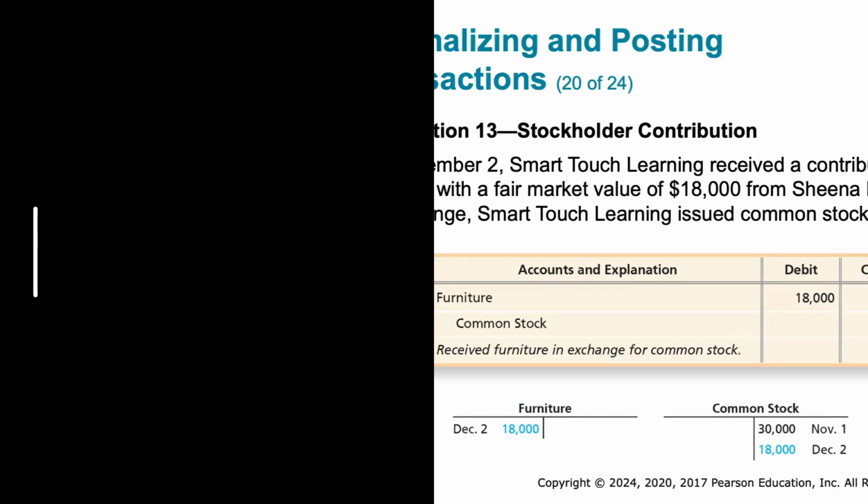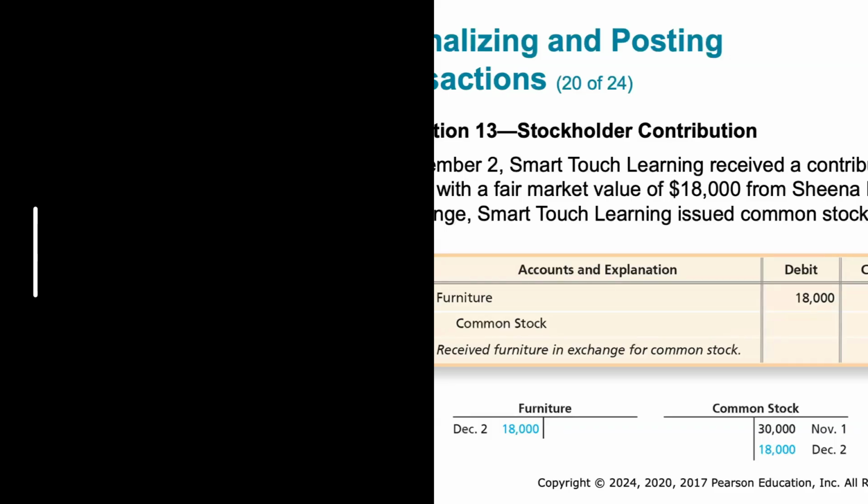And transaction 13, stockholder contribution. On December 2nd, Smart Touch Learning received a contribution of furniture with a fair market value of $18,000 from Sheena Bright. In exchange, Smart Touch Learning issued common stock. So here we have furniture, which is an asset going up. The company is receiving this furniture. It's an asset, $18,000 in furniture. So assets are going up. That's our debit. Common stock is what's going up. It's being received by the person who gave the furniture. So common stock goes up through credit.